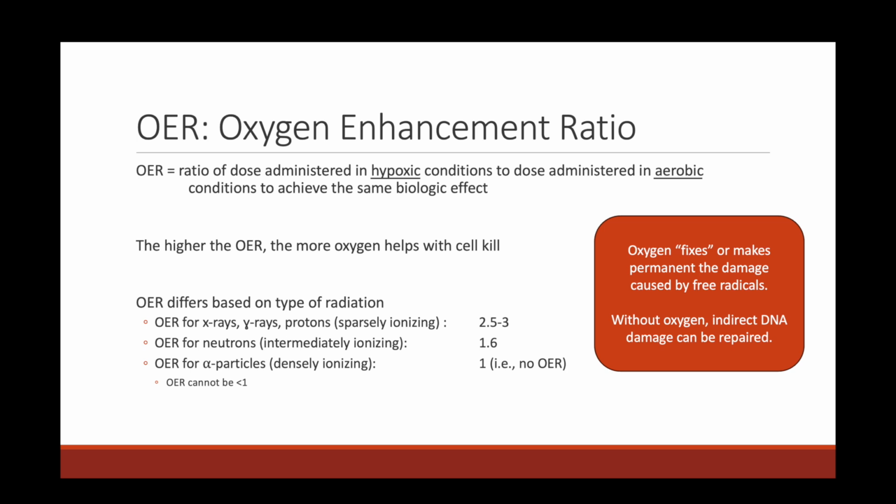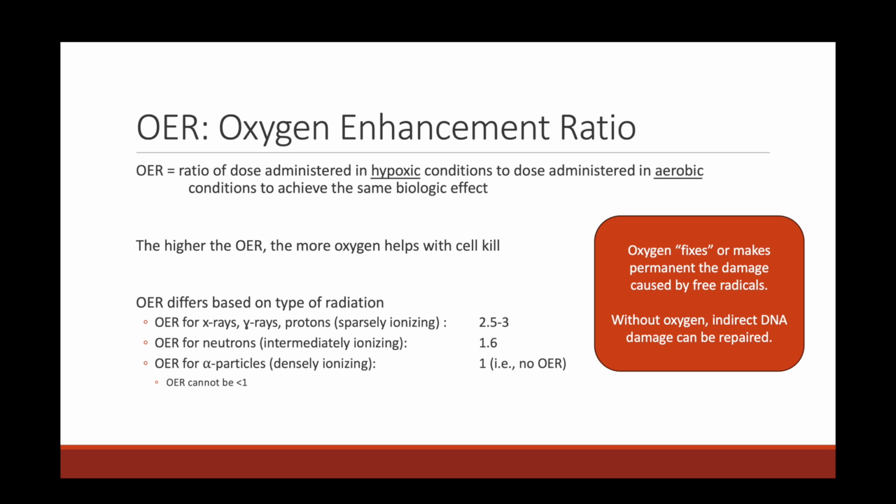Now, how does oxygen help with cell kill? What oxygen does is it actually fixes, or makes permanent, the damage that is caused by free radicals. So free radicals damage DNA, and when oxygen is present, it makes that permanent. And remember, when we're giving our indirectly ionizing radiation, such as X-rays and gamma rays especially, about two-thirds of the damage that we cause is due to indirect damage caused by free radicals. So oxygen really helps to fix that into the DNA, and it helps make that damage permanent. So without oxygen, the indirect DNA damage that we cause, especially by X-rays and gamma rays, can really be repaired.